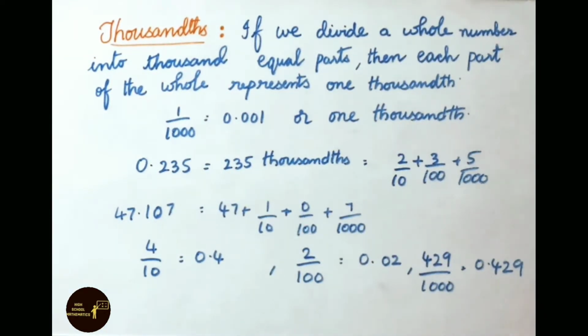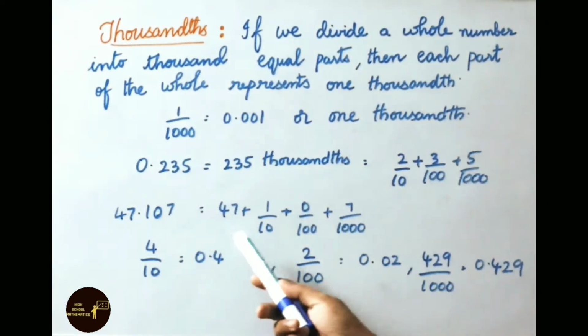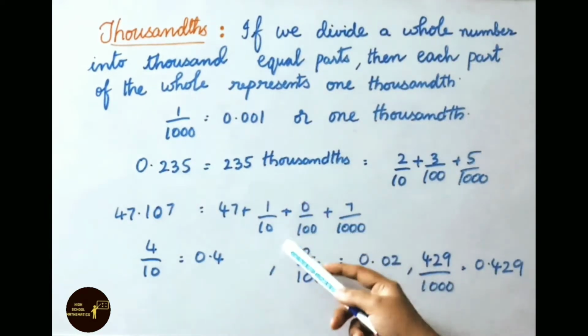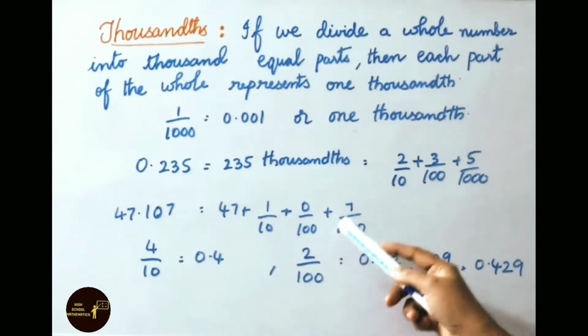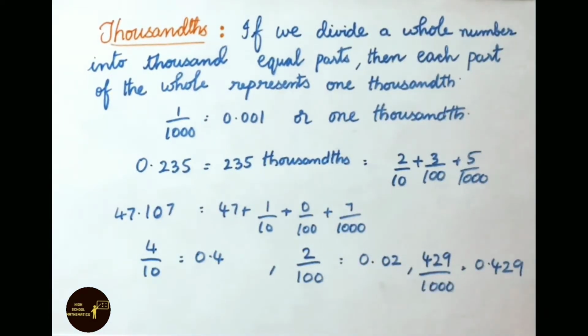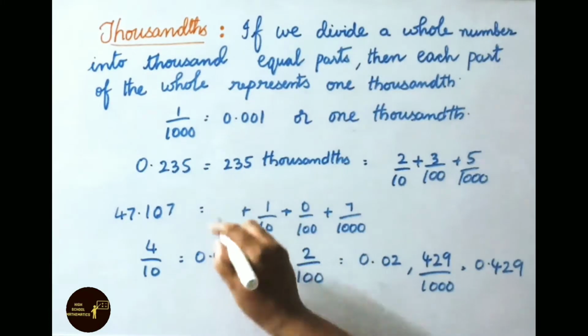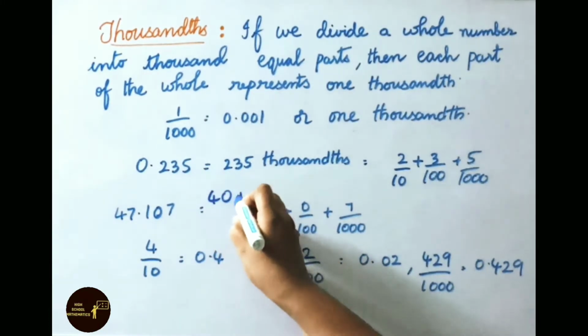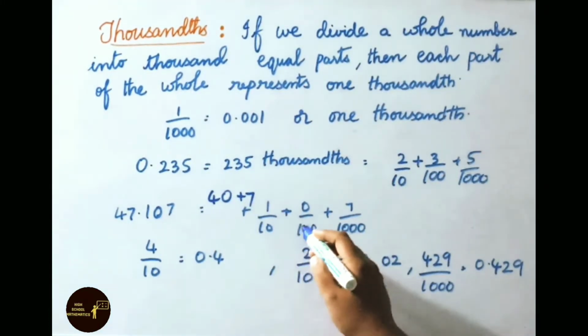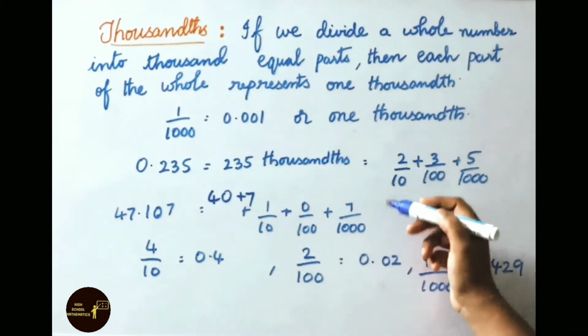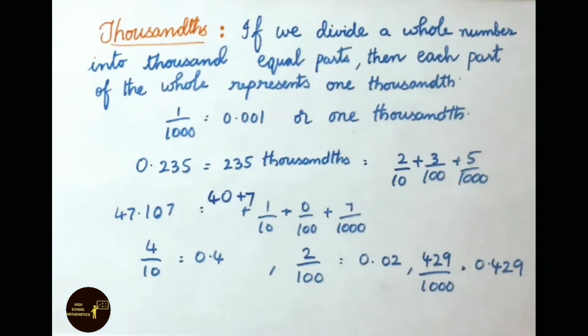Similarly, see another example, 47.107, that equals 47 plus 1 by 10 plus 0 by 100 plus 7 by 1000. Here 47 can be written as either 47 or 40 plus 7, plus 1 by 10 plus 0 by 100 plus 7 by 1000, it can also be written.